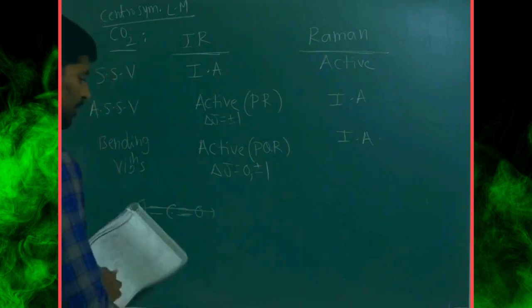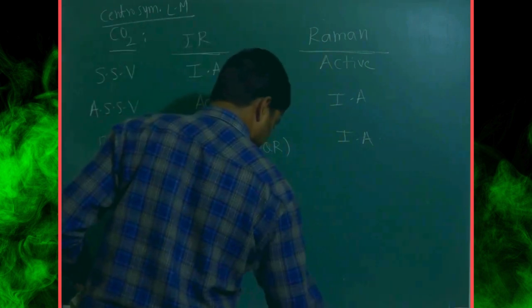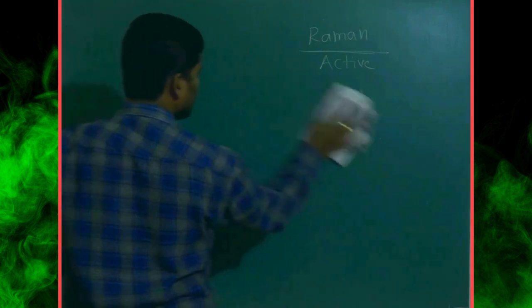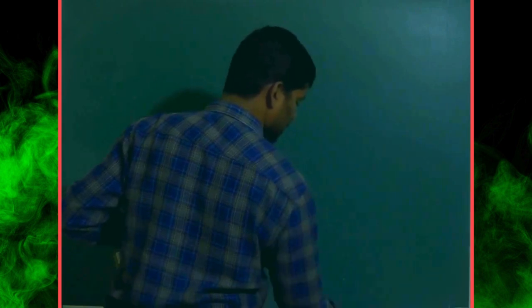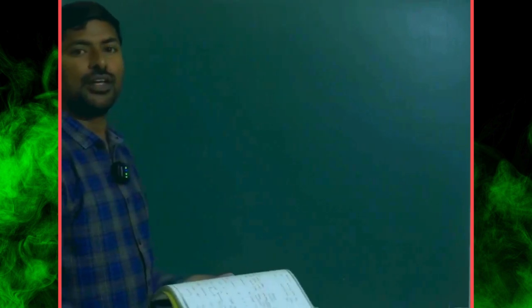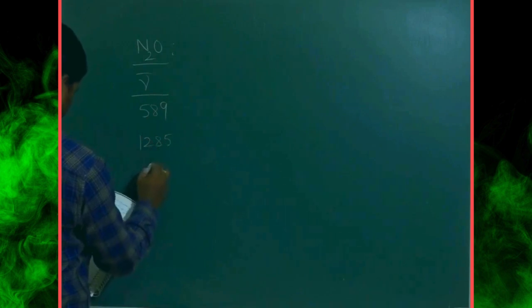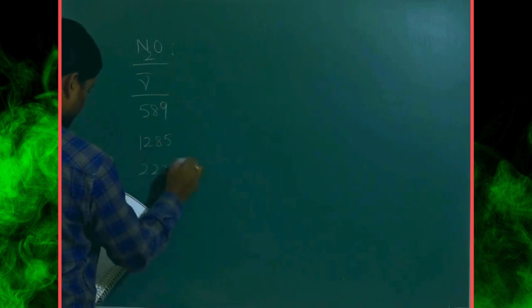For example, if you see N2O, what is the nature of N2O? Is it a linear or non-linear molecule, and is it centrosymmetric or non-centrosymmetric? This data may be given to you for N2O. Nu bar values: 589, 1285, 2224.